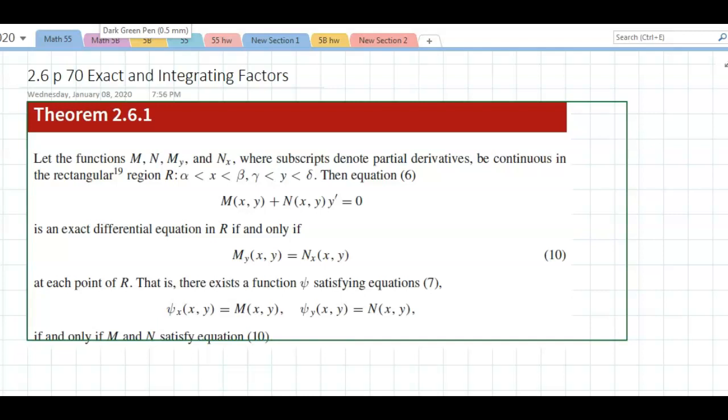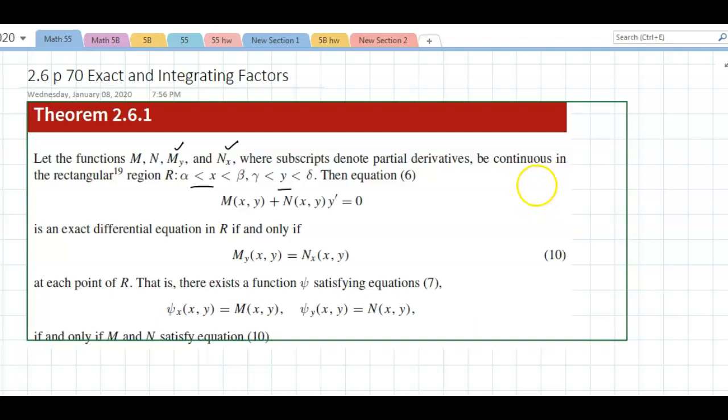Section 2.6 is on page 70, talks about exact and integrating factors. Theorem 2.6.1, you did this already in 5C, and I'll point that out. Let the functions M and the partial with respect to y of M, the partial with respect to N, the partial with respect to x of N, where subscripts denote partial derivatives, be continuous on some rectangle.